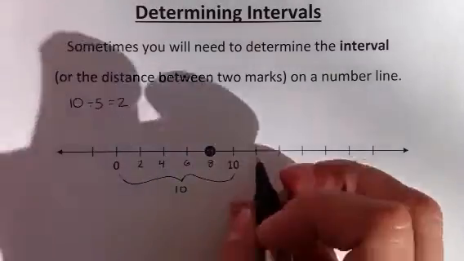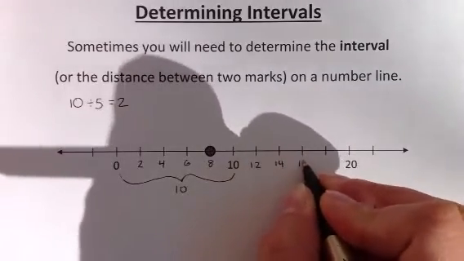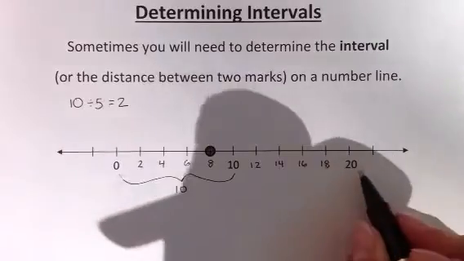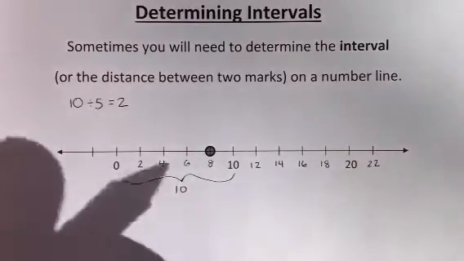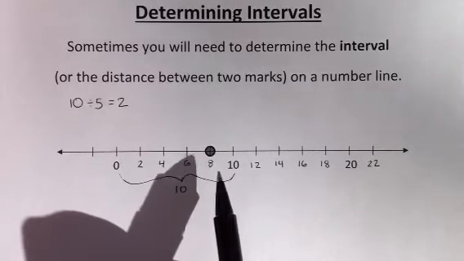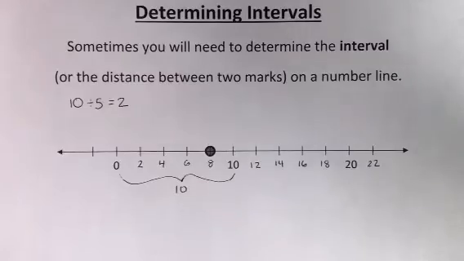From 10 to 20, these are still going by 2. On a number line, every interval should be the same. 18, 20, 22. Alright, so if we needed to know where this point was at, it was at 8. Okay, let's look at another example.